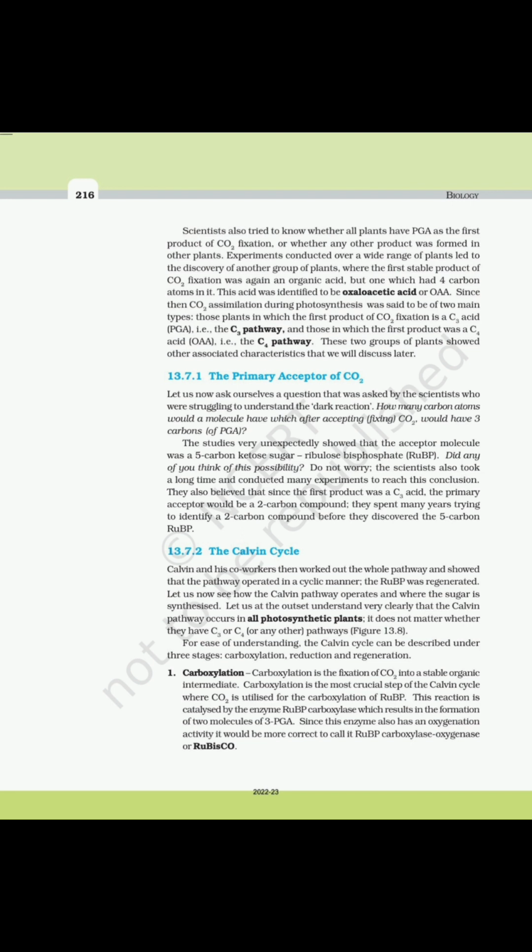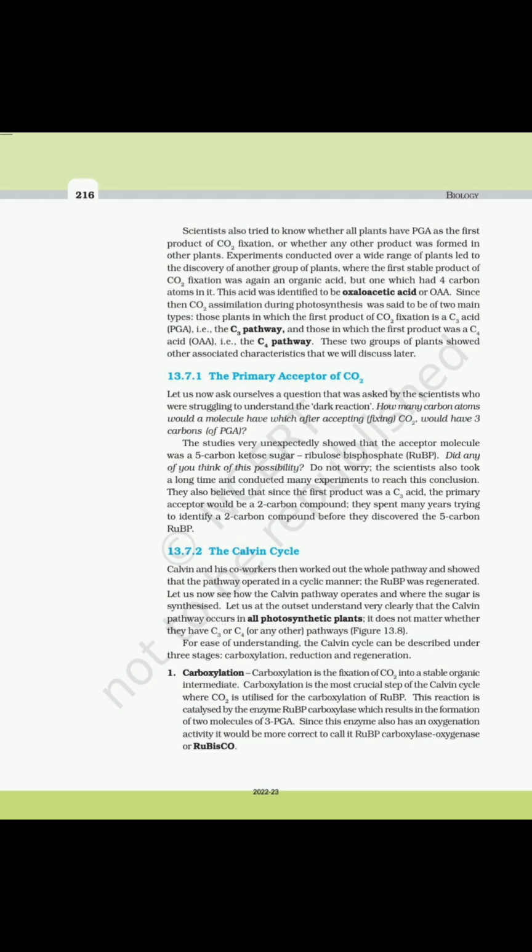Since then, CO2 assimilation during photosynthesis was said to be of two main types: those plants in which the first product of CO2 fixation is a C3 acid, PGA, i.e., the C3 pathway, and those in which the first product was a C4 acid, OAA, i.e., the C4 pathway. These two groups of plants showed other associated characteristics that we will discuss later.